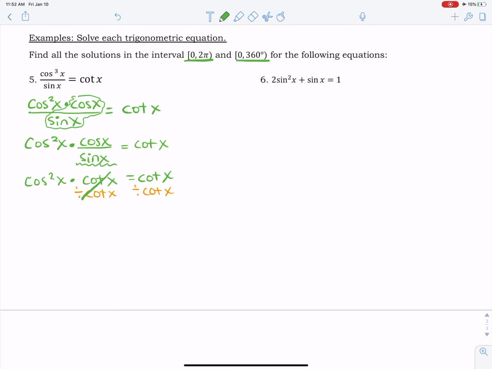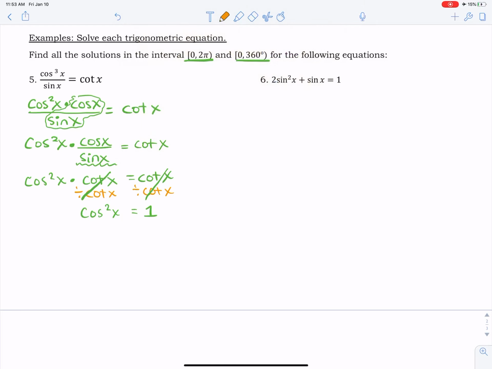This ends up going away. Oh, it doesn't technically go away. It simplifies to equal 1. So cosine squared x times 1 is just cosine squared x. And over here to the right, cotangent x divided by cotangent x is also 1. But we can't just make the 1 disappear because there's nothing else there. We've got to keep the 1 on that side.